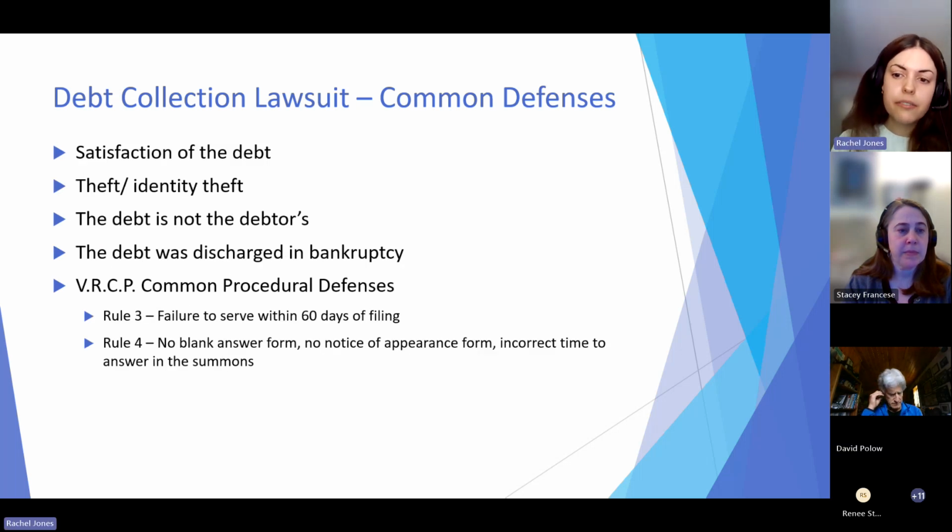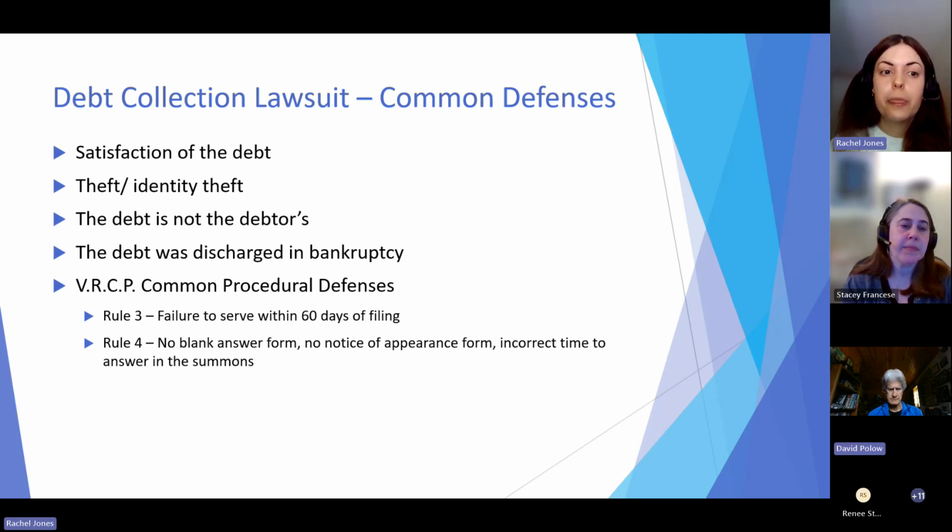And there are some other defenses that could be used just to show that somebody doesn't owe a debt. For example, if there's identity theft or fraud and somebody else who is not authorized put charges on a credit card, that might be a defense. The debt is not the debtor's. There could be mistakes made. Maybe there's the wrong name or somebody doesn't recognize the debt. Maybe the debt was discharged in bankruptcy.